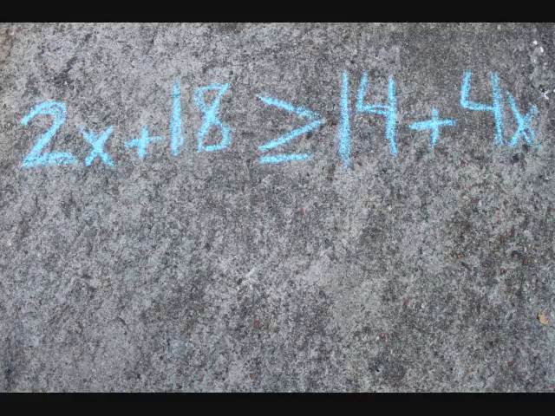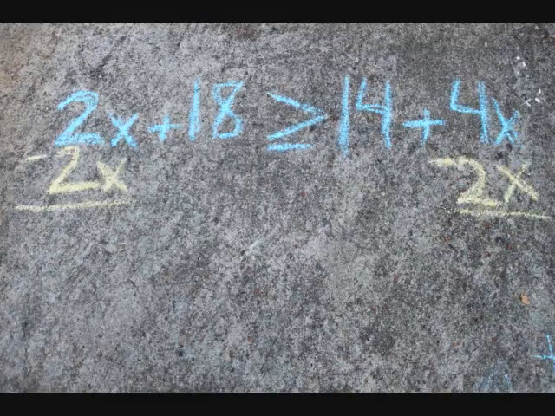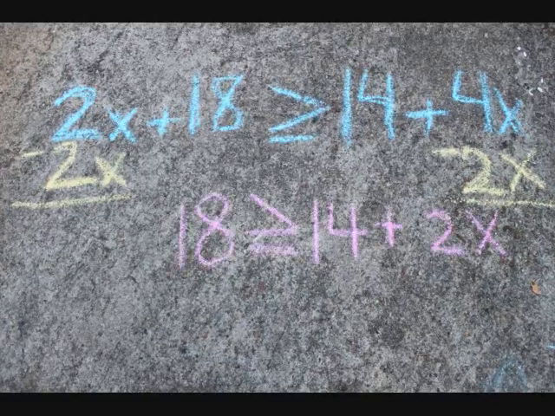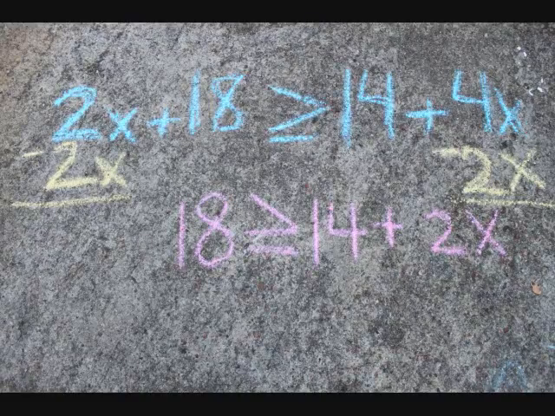When you solve and graph inequalities, you want to start out with an equation, and in this case we have 2x plus 18 is greater than or equal to 14 plus 4x. You subtract 2x from both sides. You bring your equation down.